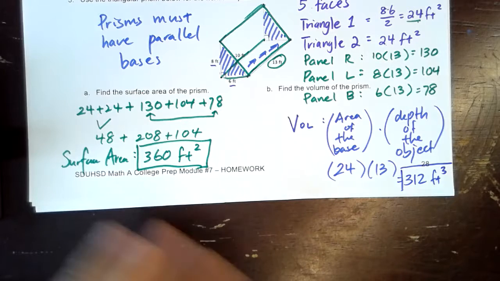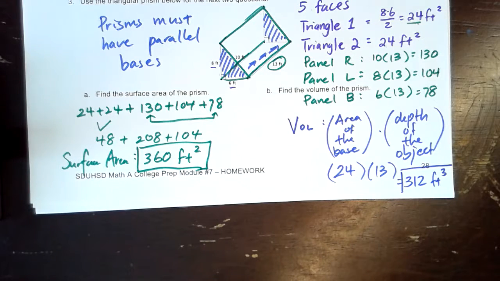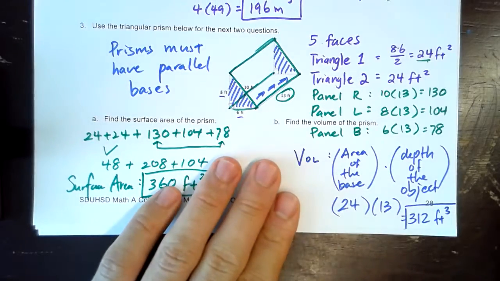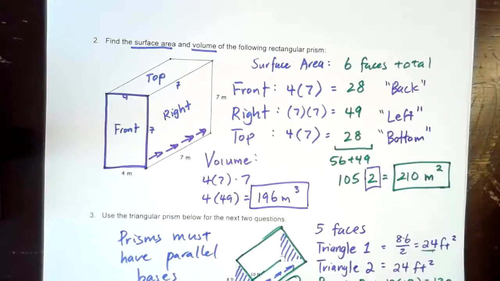So for triangular prisms and rectangular prisms, you want to be very, very comfortable calculating both the surface area and volume. I don't think it's too hard if you practice it enough. And let's see if we can squeeze in one more question into this.